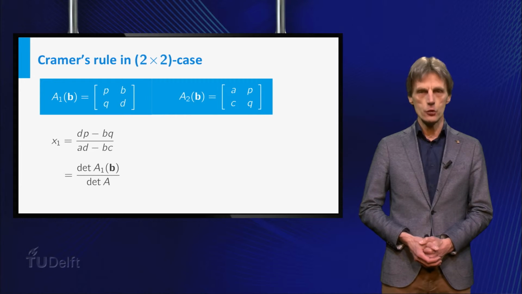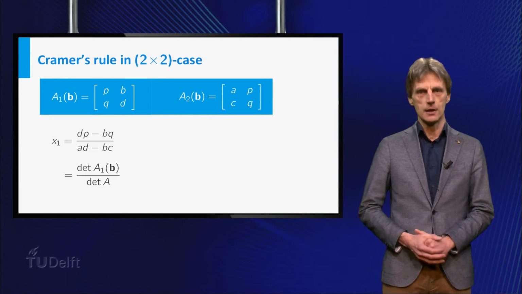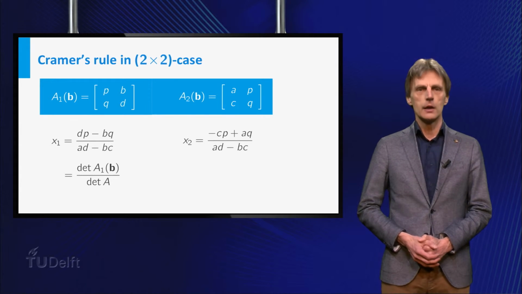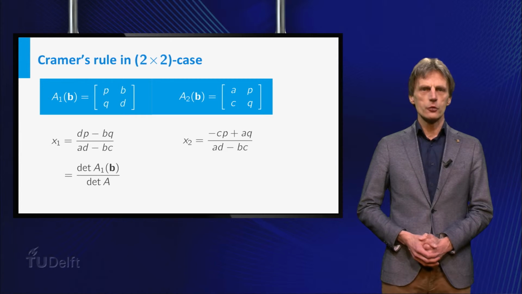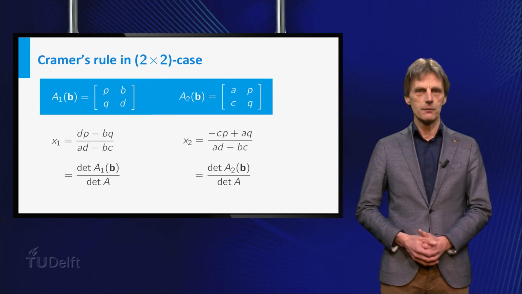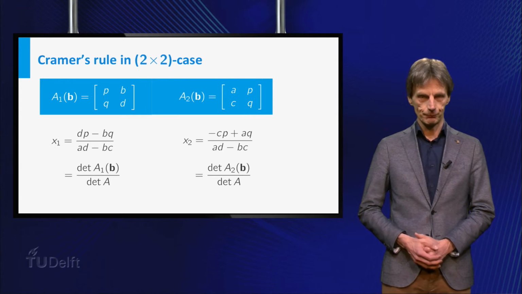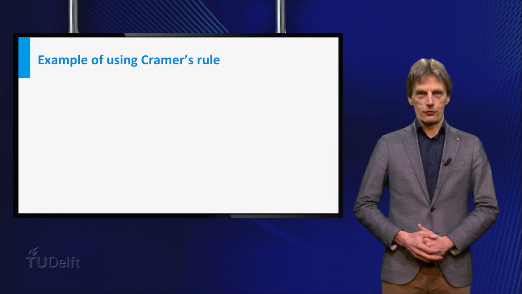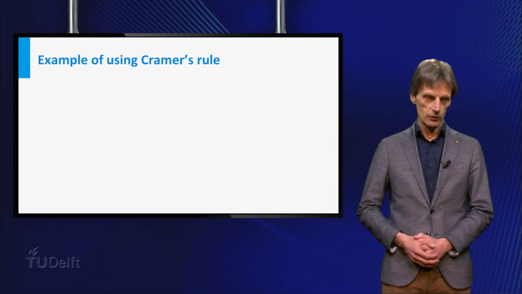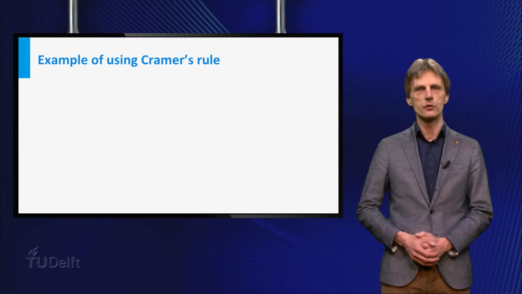Similarly, let A2(b) denote the matrix which is obtained by replacing the second column of A by the vector b, and have another look at the formula for x2. Its numerator is equal to the determinant of A2(b), so x2 is equal to the determinant of A2(b) divided by the determinant of A. The formulas for x1 and x2 given above are an example of the formulas that follow from Cramer's rule for any system of n equations in n variables with a unique solution.